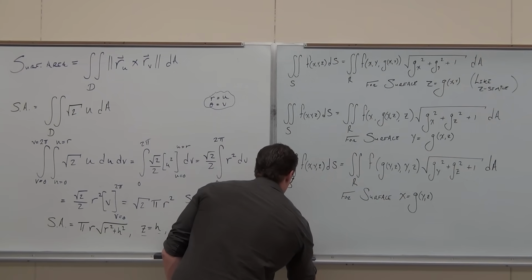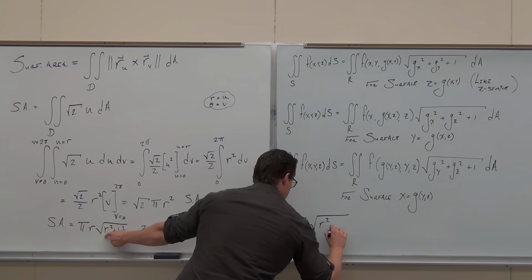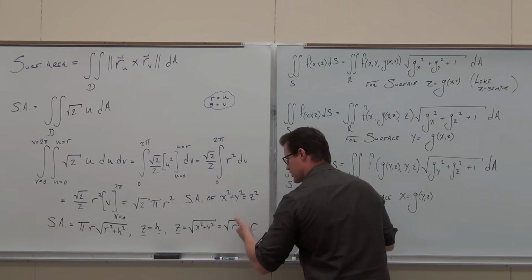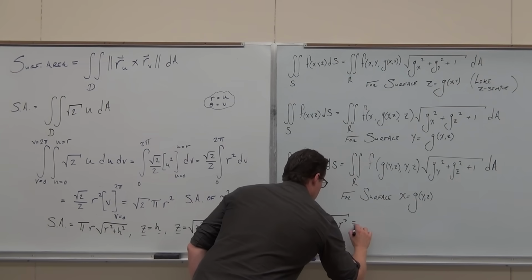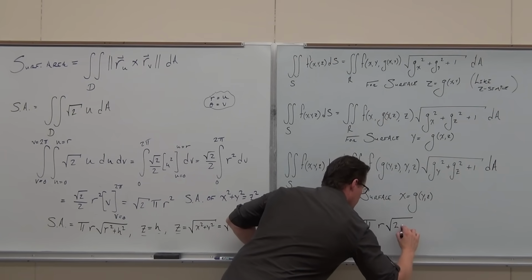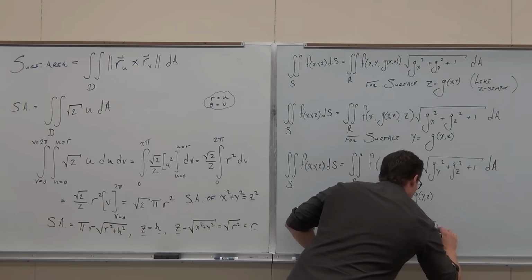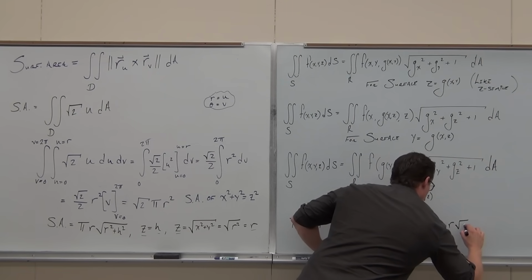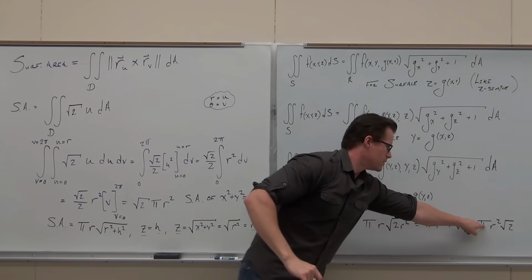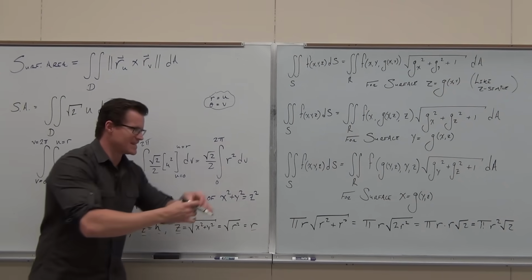So from here we have r squared, yes. H squared, no. Since h is z, z is r, that would be r squared. You go, well, wait a minute, that looks pretty nice. Pi r square root of 2r squared. You go, hey, what's square root of r squared? Well, it's r.